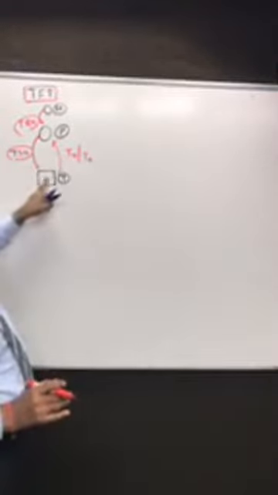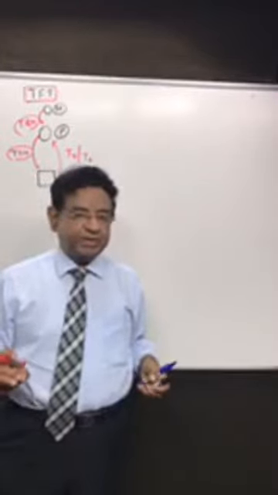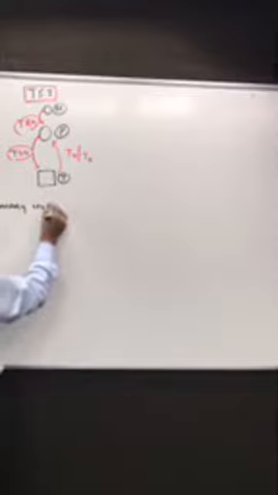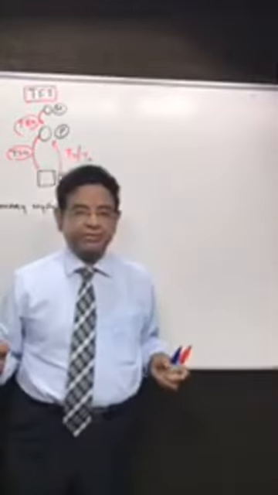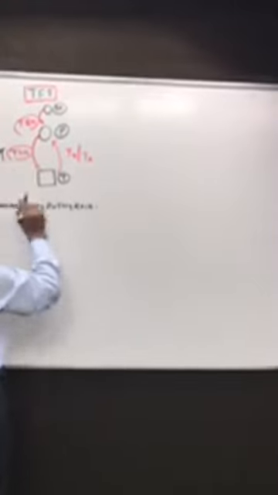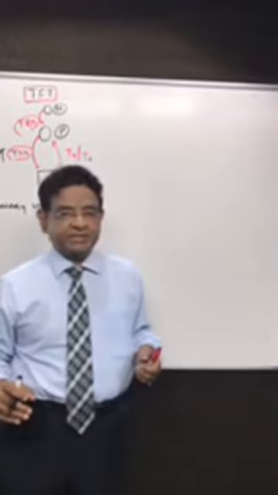The gland is not working properly. That means there is less formation of T3, T4. Primary hypothyroid. The gland is not making T3, T4. The body will try to secrete more and more TSH. More and more TSH will try to increase T3, T4 synthesis.